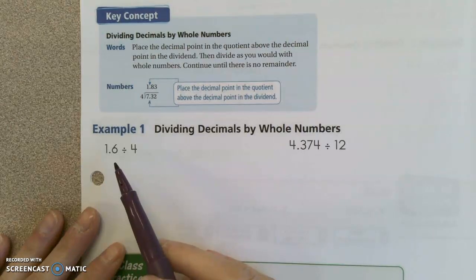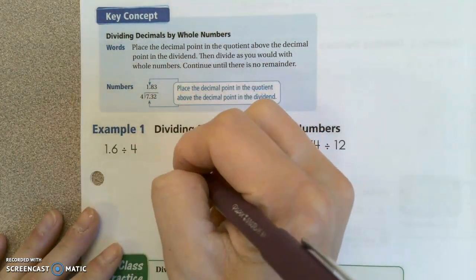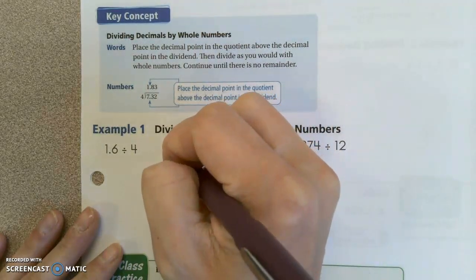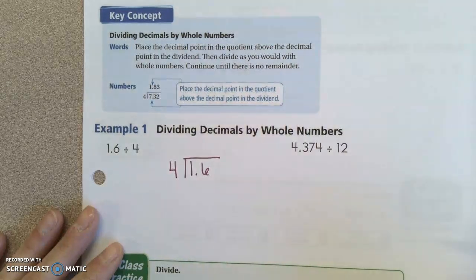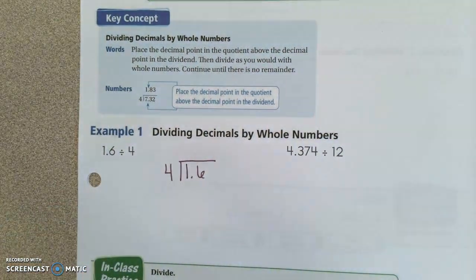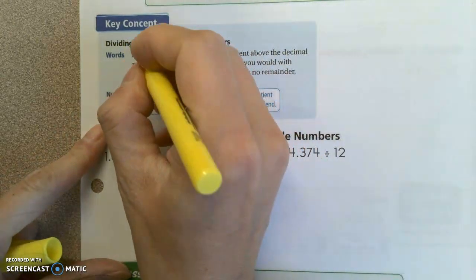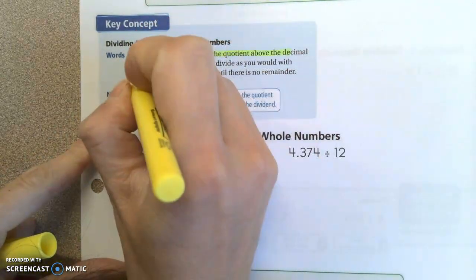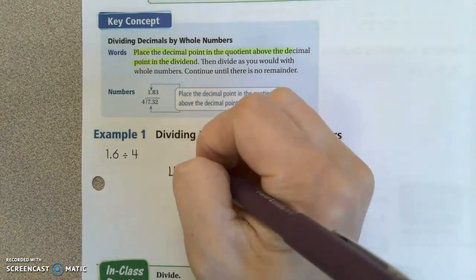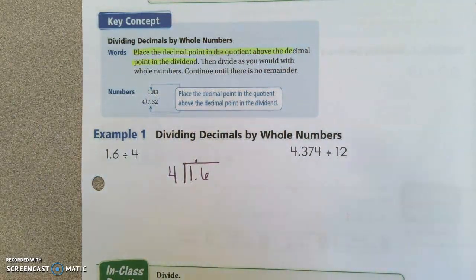So in this problem, I have 1 6/10 divided by 4. What we're going to do is just place the decimal point in the quotient above the decimal point in the dividend. Essentially, we're just bringing the decimal point up. So here's my decimal point. I'm going to bring it here, and then just divide like we do with whole numbers, and we'll just keep going until there's no remainder.